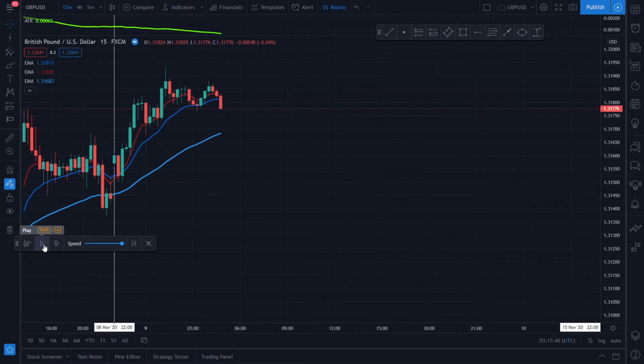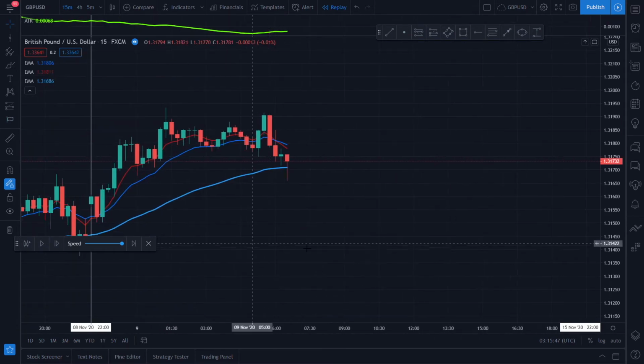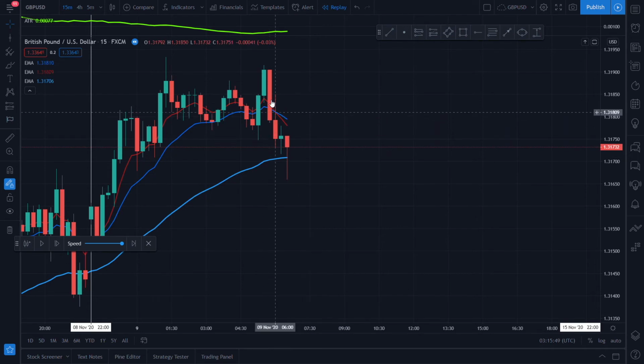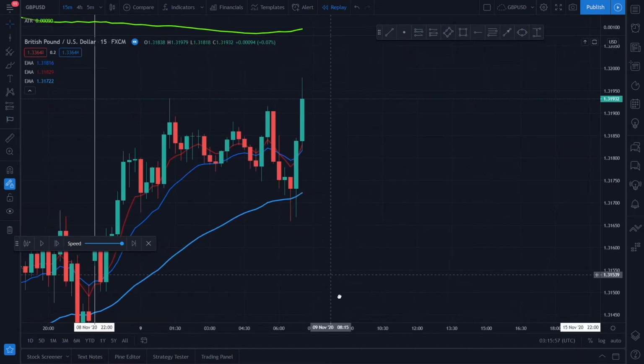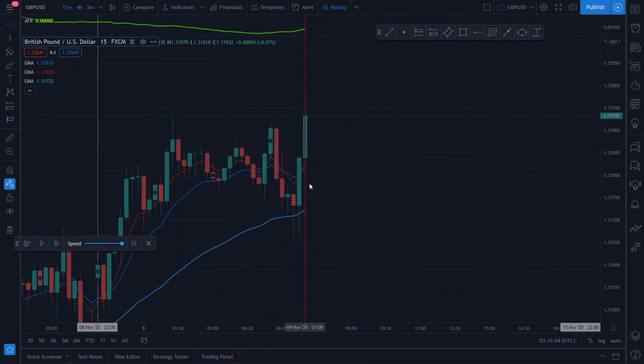Waiting for those EMAs to cross. All right. So this was the first cross here. As you guys can see, this was the first cross. So now what we're going to do is wait for the market to cross back over. And we're going to get into the buy. Okay, so the market crossed here. Just go ahead and confirm. Go back a little bit.